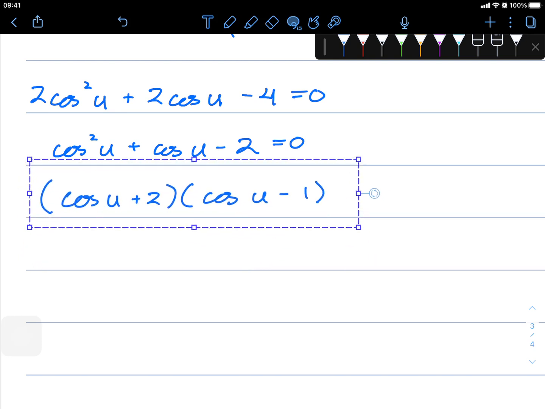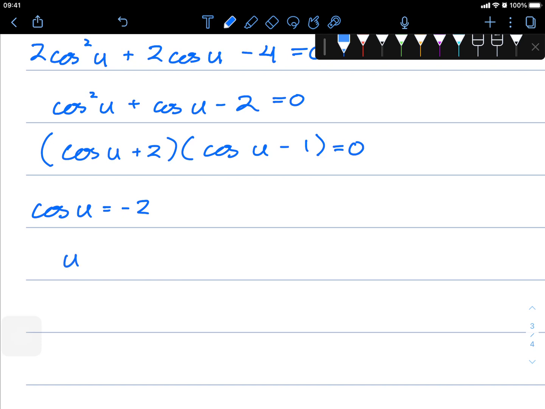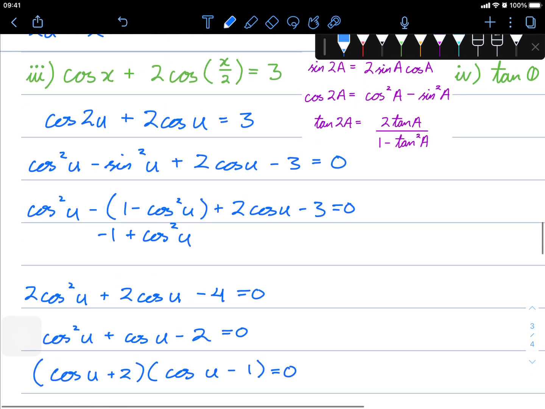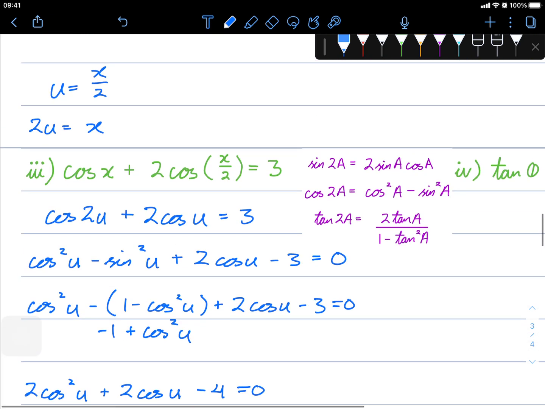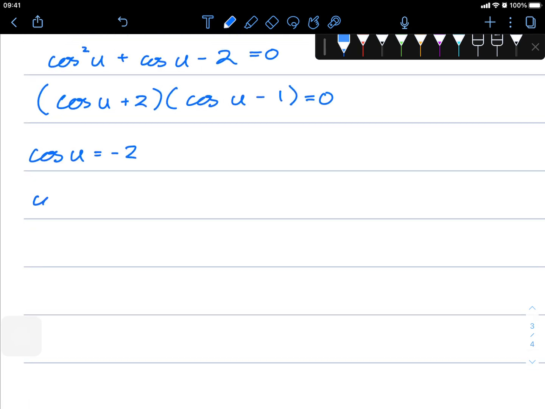So we've factorized this, and it's still equal to 0. And as we did before, we're going to let each of the factors equal 0. Cos u equals negative 2. U, if we go all the way back, was x over 2. So cos of x over 2 equals negative 2.